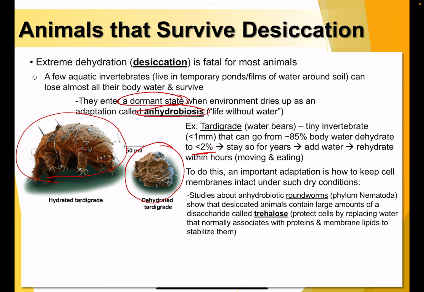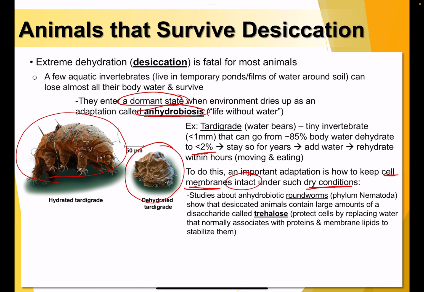To do this, an important adaptation these water bears have is how they keep their cell membranes intact under such dry conditions. Because when we're losing water, your phospholipids, all that plasmic water, it's gone. So you're really crumpling down all the macromolecules in a cell. All the cytoplasm, all of what's inside the nucleus, you're smushing down like paper. So what is it in these water bears that's still keeping all these macromolecules in their cells alive?